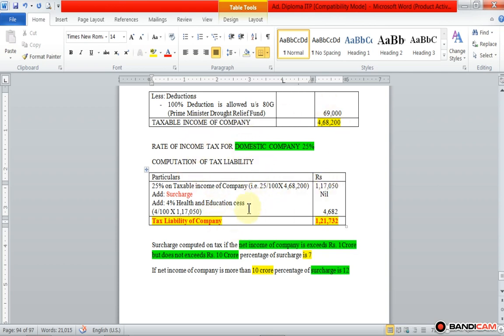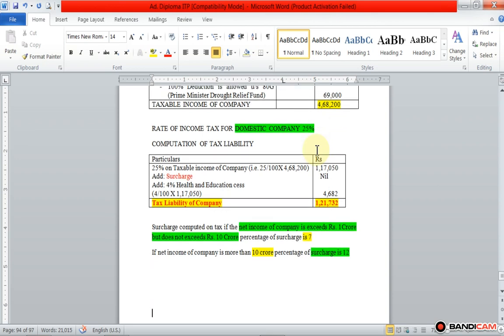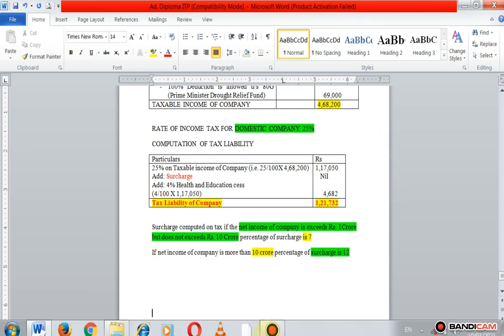So remember these conditions and the percentage rate of income tax. Okay, in our next lecture we will solve problem number 8, and again we will compute the total taxable income as well as the tax liability of the company. Okay, thank you very much.